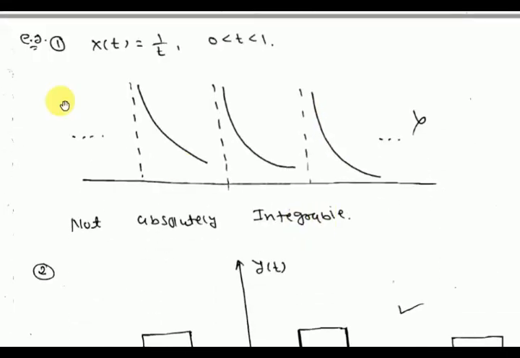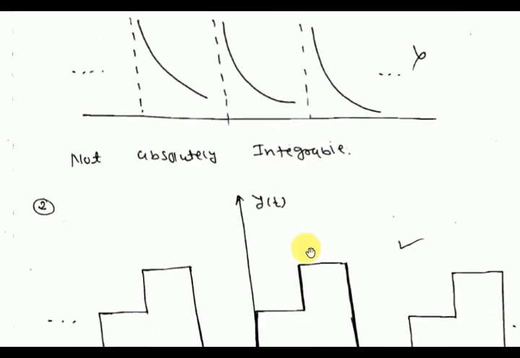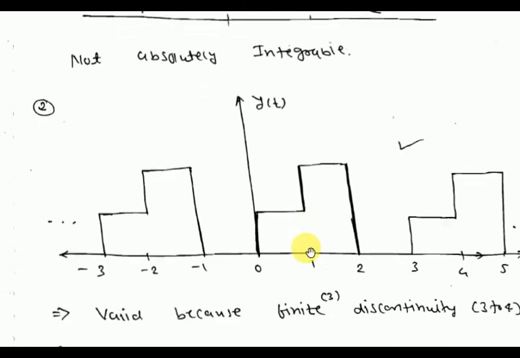Suppose the first example is the signal 1 by t for 0 to 1. The fundamental period is 1, and it is repeating. So this signal is like this. At t equal to 0, its magnitude is infinite. I already told you the first condition was that the signal should be absolutely integrable. Its magnitude is infinite, so its integration will be infinite. That's why it is not absolutely integrable, and it cannot have a Fourier series representation.